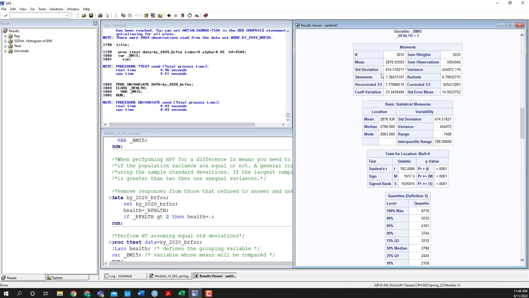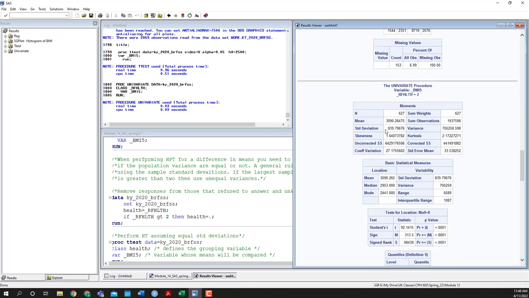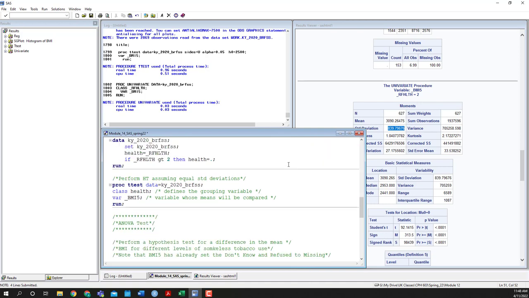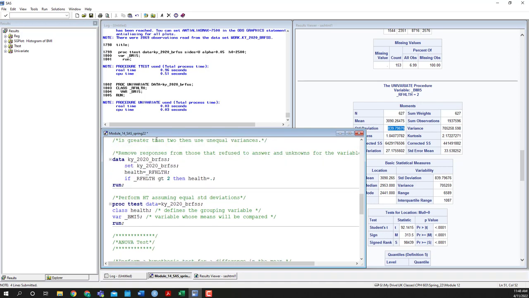So remember here we had a standard deviation of about 675. Here we have a standard deviation of about 840. 840 is not twice 675, so we will be safe to assume equal variances. So next we're going to perform that hypothesis test. The first thing we need to do is remove the responses from the health variable that were the unknowns or the refusals. And so remember it took values 1, 2, and 9, so we could just remove everything greater than 2. And we've seen this before.